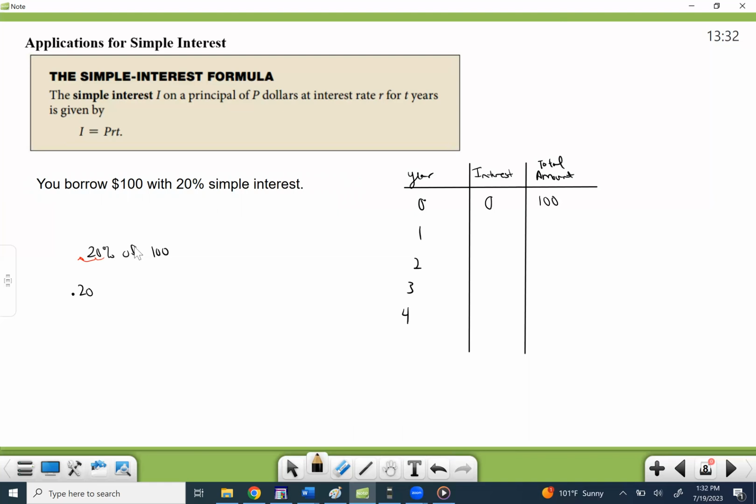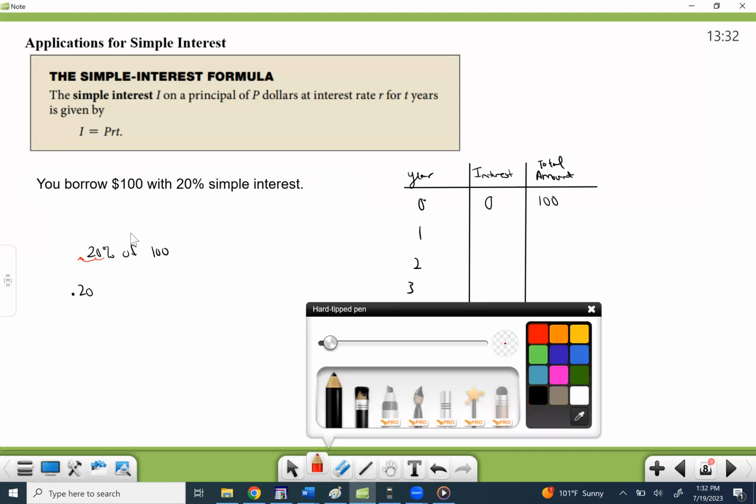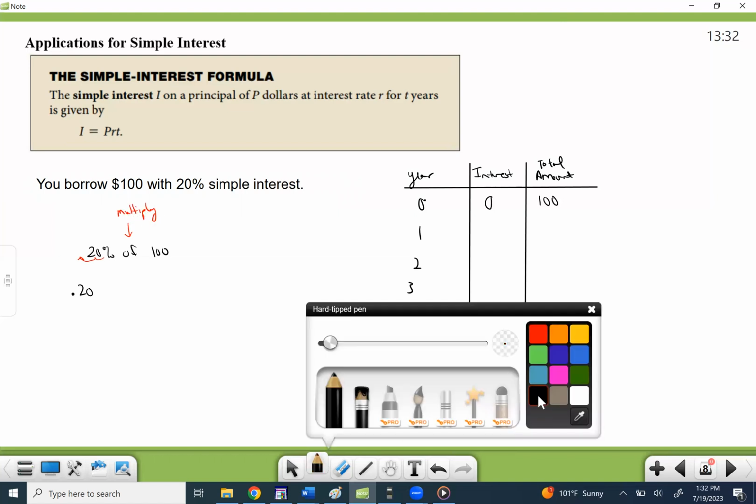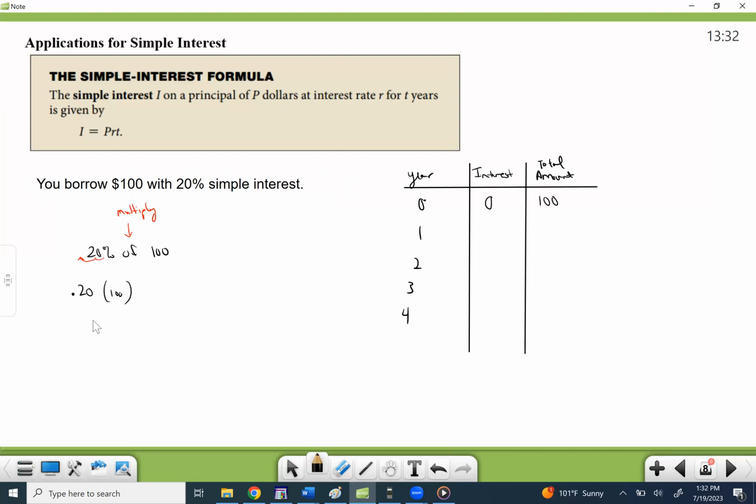We just got done saying that of means multiply, right? So we're going to multiply by 100. That's going to give you 20. And maybe you just logically could tell that 20% of 100 is 20. So that means we're going to get $20 in interest. So the total amount we owe now is 120.